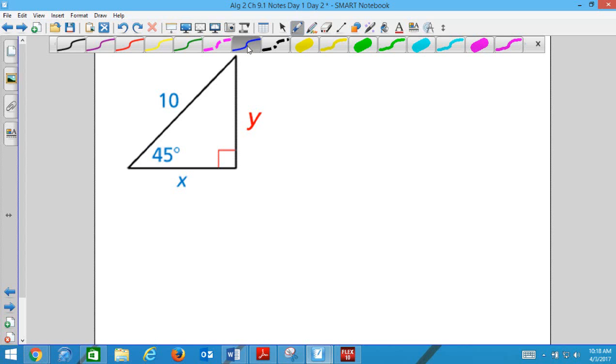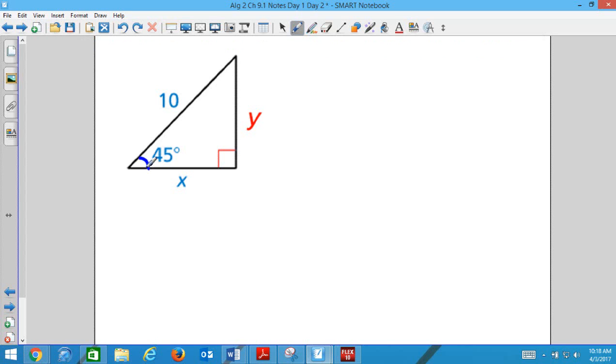All right, next one. Let's just find x first. According to 45 degrees, x is which side? You have to go off the angle. This is the adjacent. You always have to go off the angle that's given. And then 10 is the hypotenuse. So what uses adjacent and hypotenuse? Cosine, because it's AH. Cosine of 45 degrees is equal to x over 10.